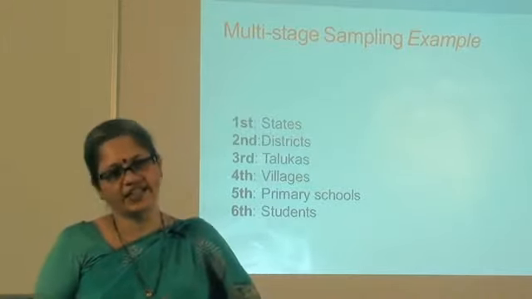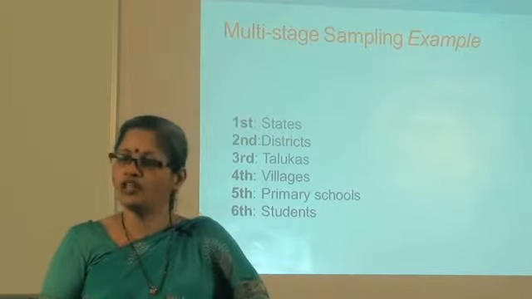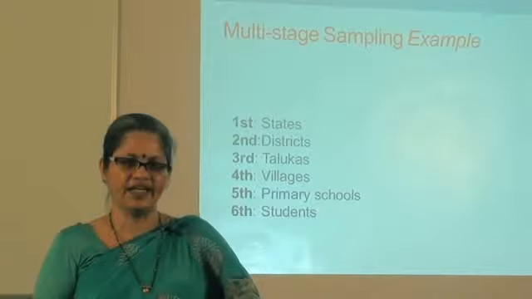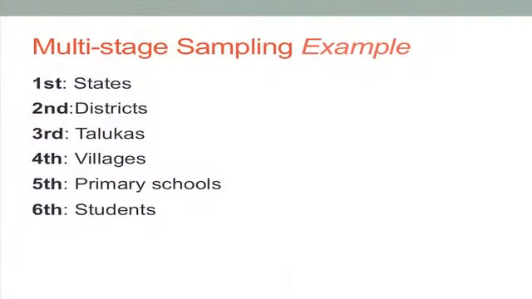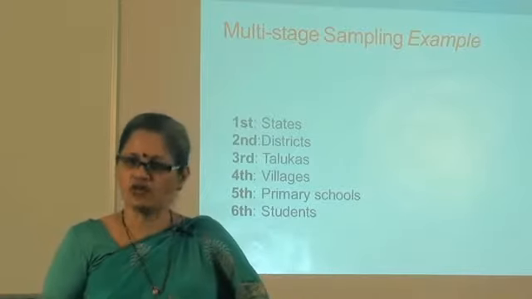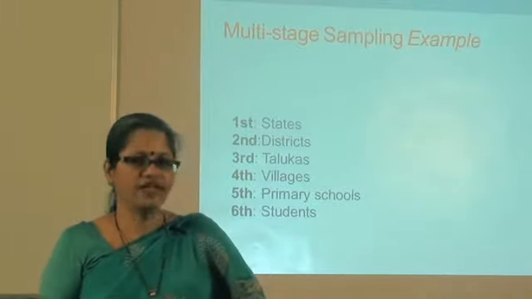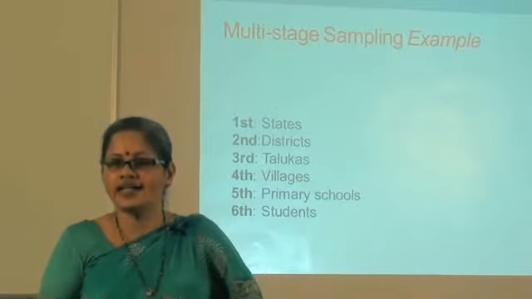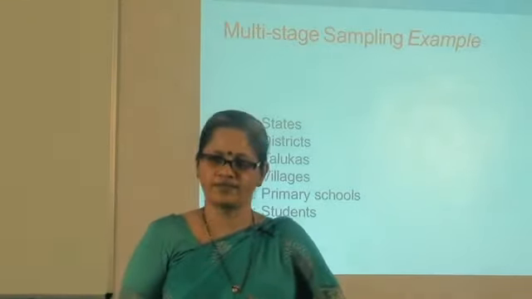Now you know India is divided into different states, and I am not going to all the states. So at the first stage of sampling, by the lottery method, I will select a few states. Again, each state is made up of different districts. So at the second stage of sampling, suppose I have selected 5 states, then from each state I may randomly select 5 districts. Each district is made up of a number of talukas. So at the third stage of sampling, from each district I can randomly select 5 talukas.